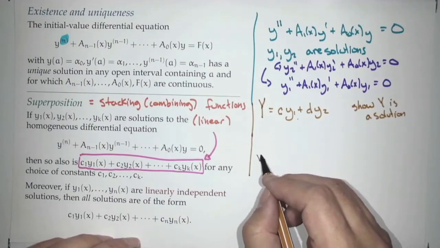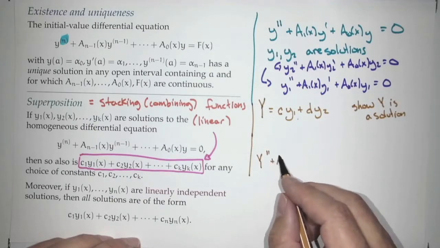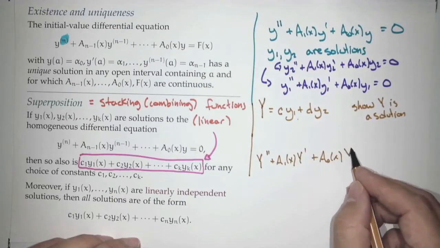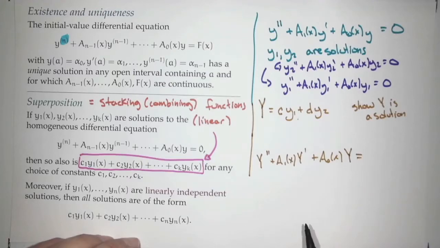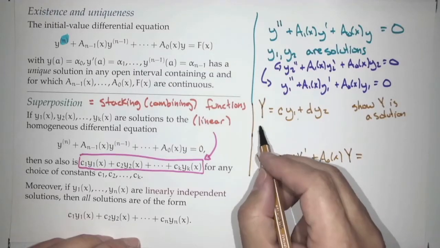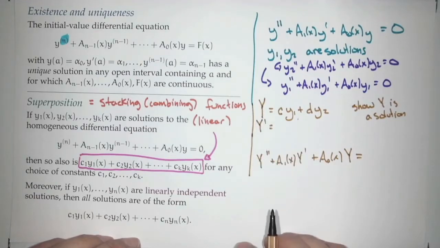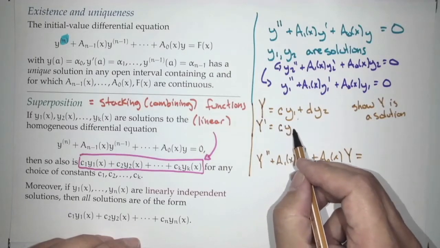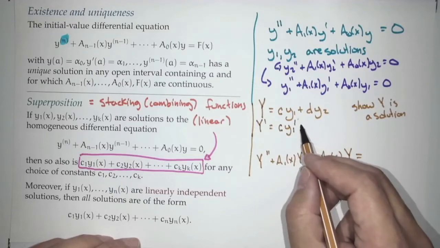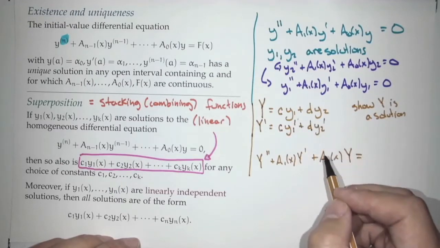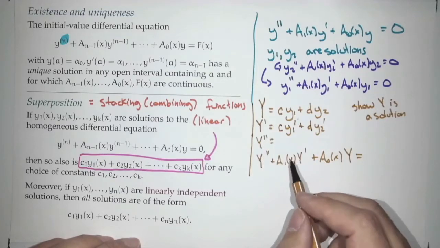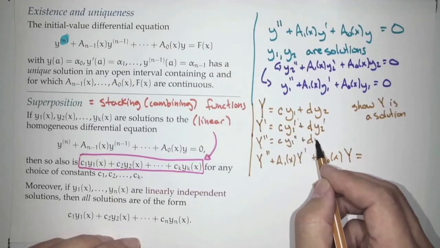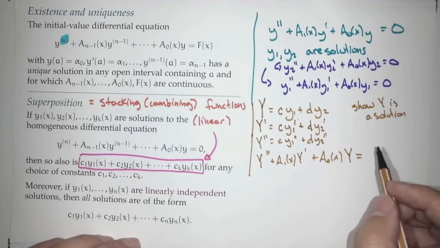So we're going to take Y double prime plus a1 of x, Y prime, plus a0 of x, Y. Okay, well, we're going to need to look at Y prime, so let's do that really quickly. What is Y prime? Well, c y1 prime plus d y2 prime. And we'll also need Y double prime. Yeah, c y1 double prime plus d y2 double prime.